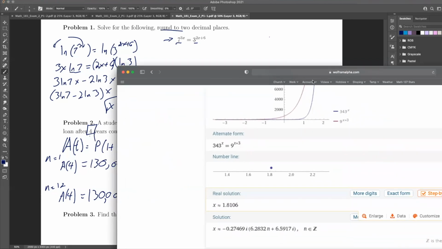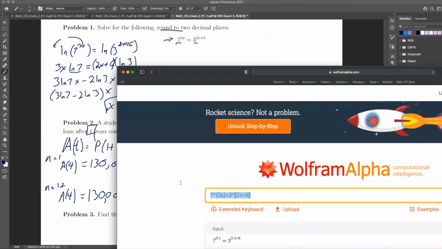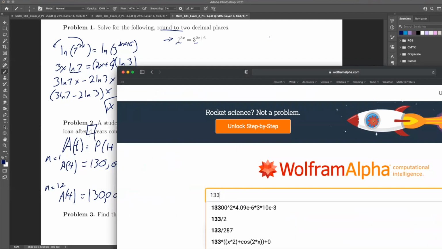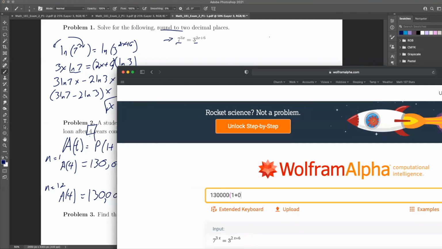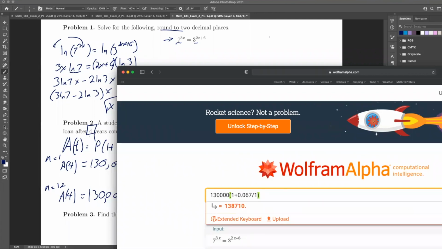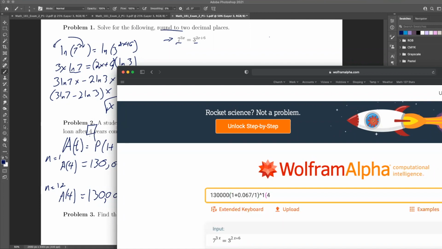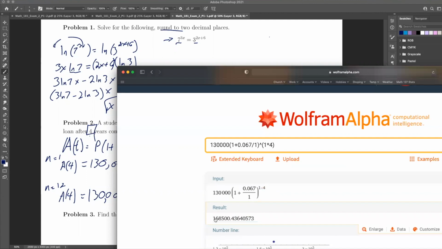Hi, Mr. Wolfram Alpha. All right, so 130,000, times 1 plus 0.00067 divided by 1 raised to the power of 1 times 4. And here we get 168,050.